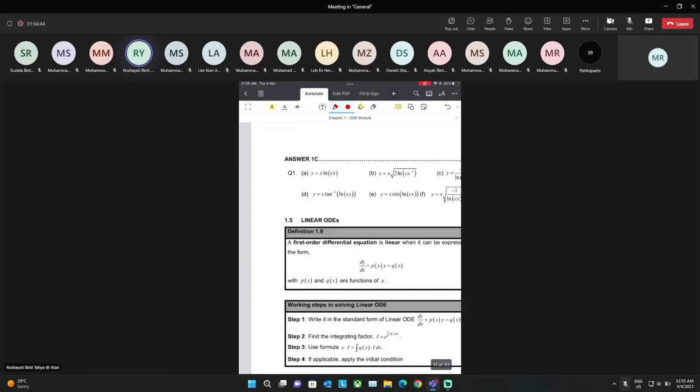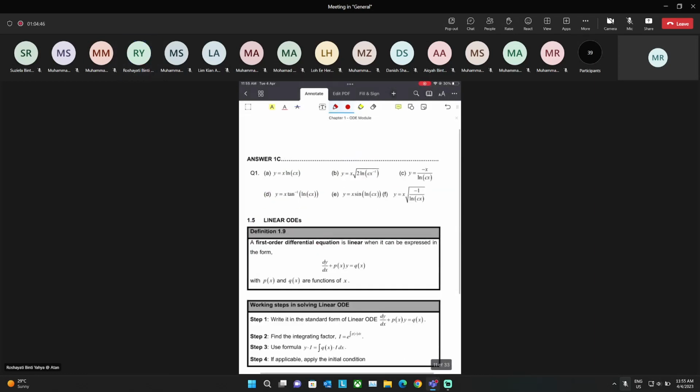Okay, dah okey ke semua? Dapat tak jawapan? Madam, jawapan dia apa, doktor? Oh, okey, dapat. Perlu saya tunjuk ke tak? Perlu.